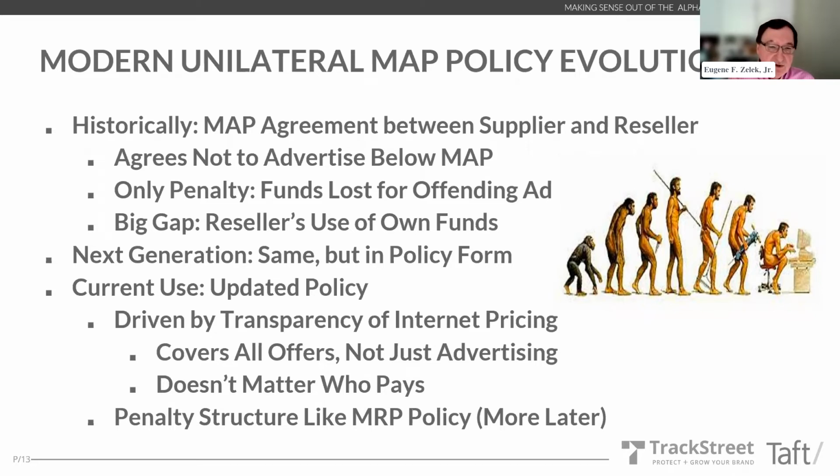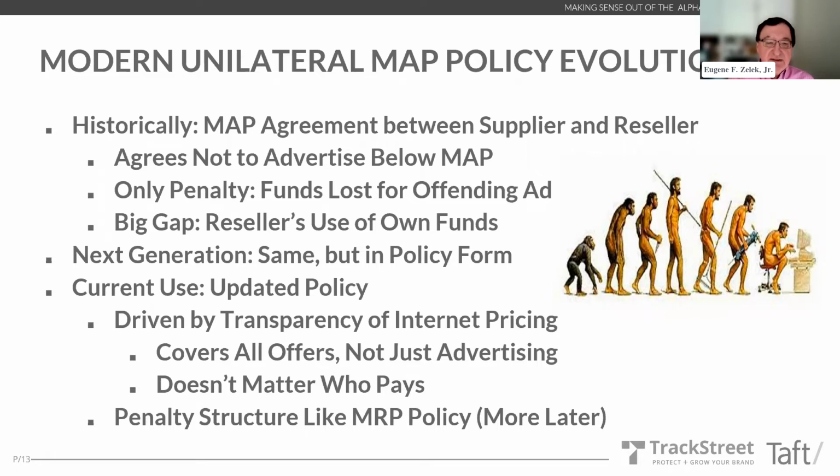Well, because of those limitations, as time went on, the next generation seemed to be, instead of having MAP agreements, we're going to have MAP policies. But they essentially were the same thing. They only applied to funds and the loss of funds for offending ads. And then as more time went on, particularly as the internet grew and internet selling grew, and largely driven by the transparency of pricing on the internet, people who were interested in MAP said, wait a minute, there are too many holes in this. We need to cover everybody, all advertising or all offers, not just advertising. And it shouldn't matter who pays. So we want to cover all offer prices, regardless of who pays.